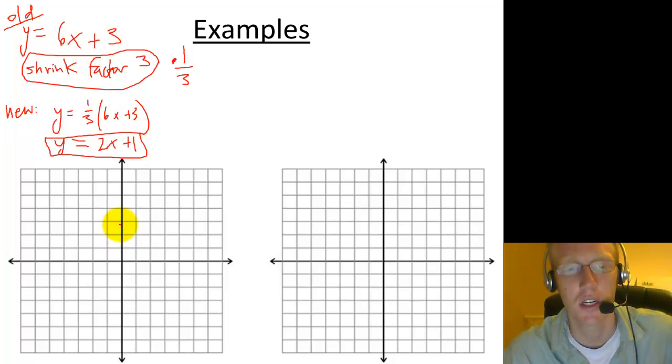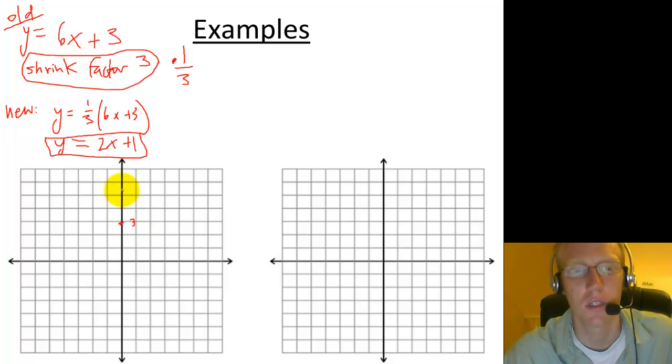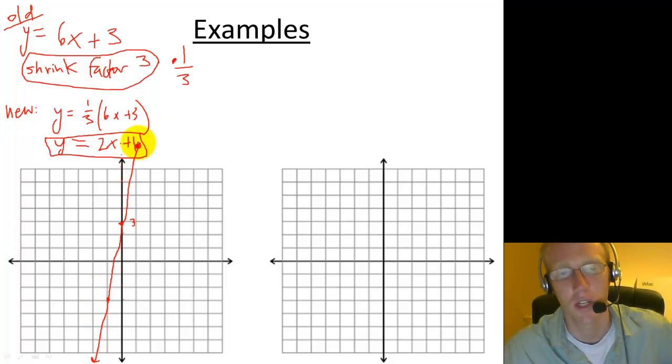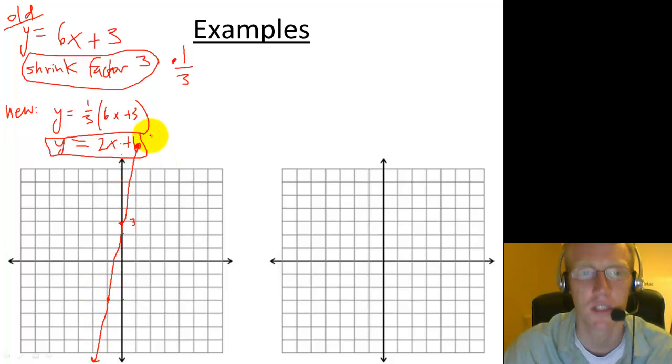6x plus 3 will start here at positive 3, and our slope is 6, so up 1, 2, 3, 4, 5, 6 over 1 puts us something like that, and then down 6, backwards 1. So something very, very steep here. We're going through here, and we're going kind of down this way. I know it's not the straightest of lines, but I've done as best I can with the mouse.